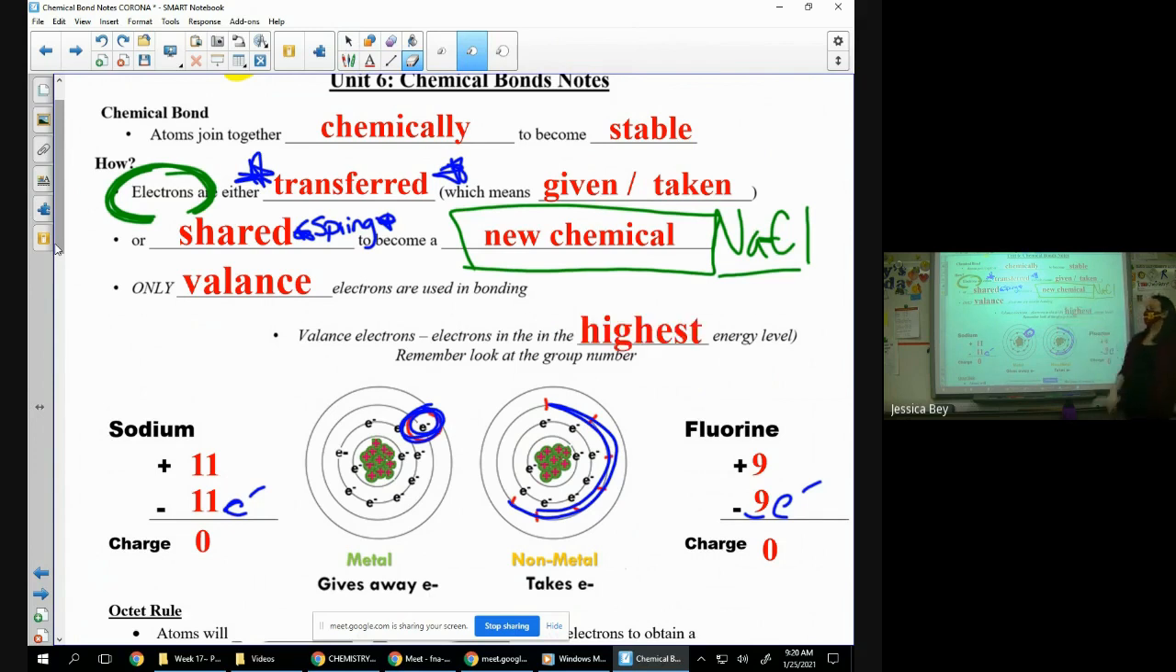Hint, remember, those are the ones at the highest energy level. Okay, perfect. All right, let's get into the octet rule, shall we? We're all set up for a bond.